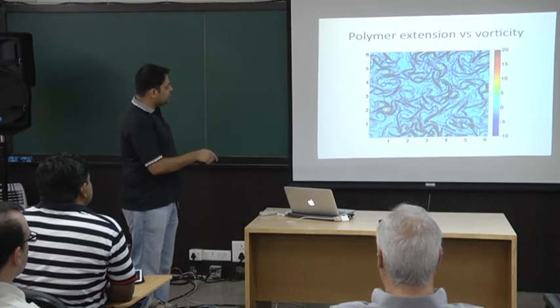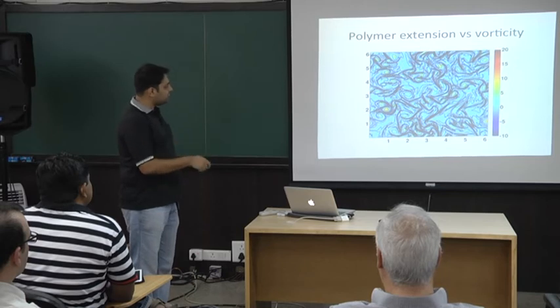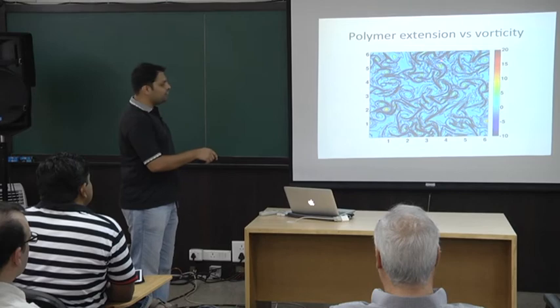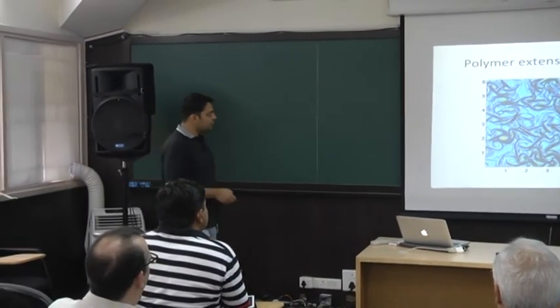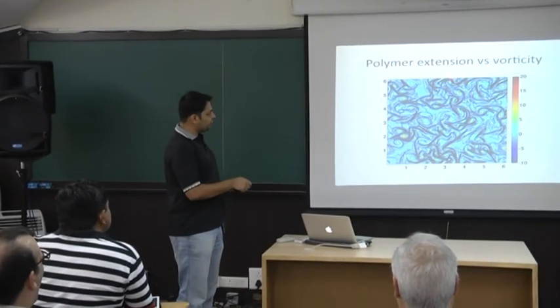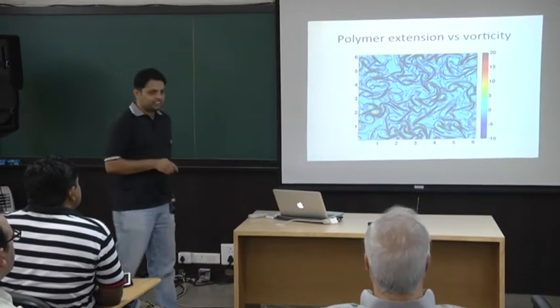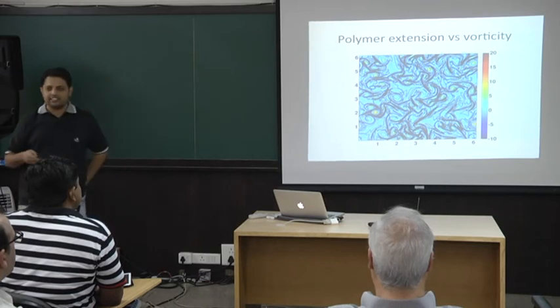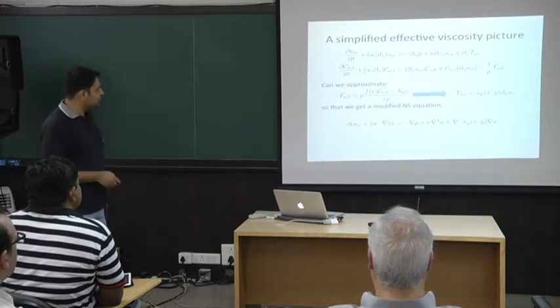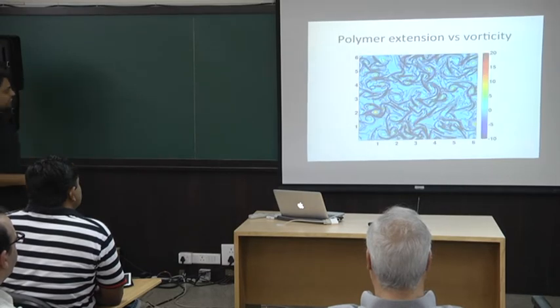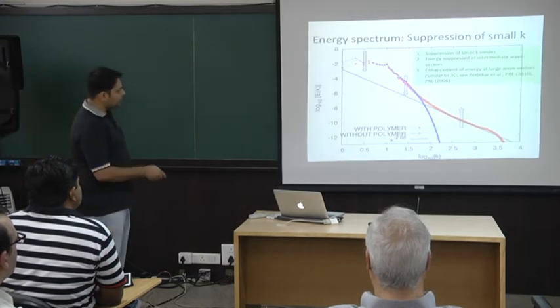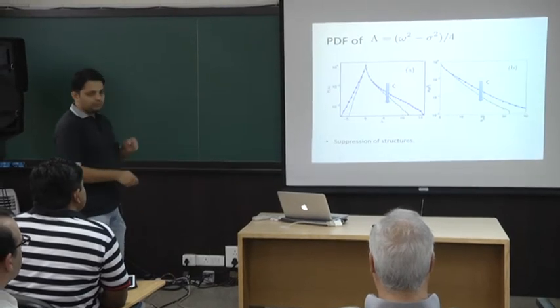So all these regimes where you have an extensional flow, that is where most polymer extension is taking place, and where you have vortices, the polymers would stumble, so there is not much extension. Okay, so the regions where polymers would be affecting the flow are indeed these extensional regions, which is again consistent with the qualitative picture that one has in mind. Now the question is, can I come up with an effective viscosity which describes not only this picture but also describes this picture?